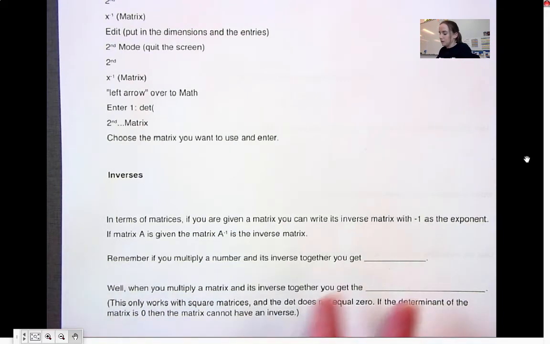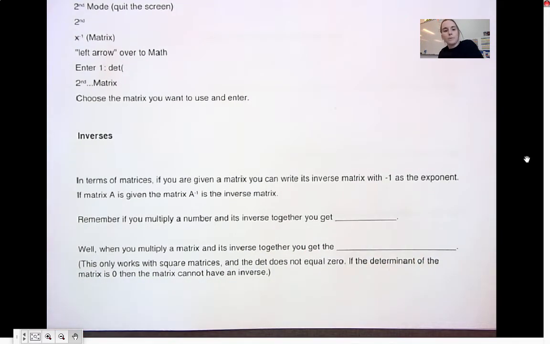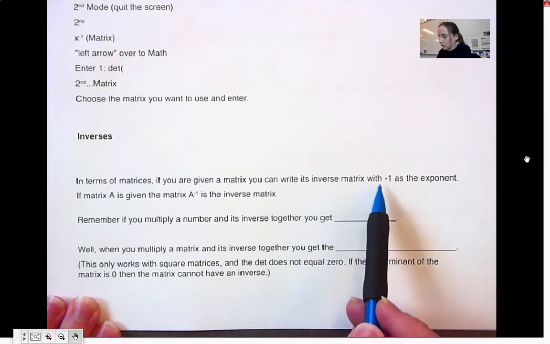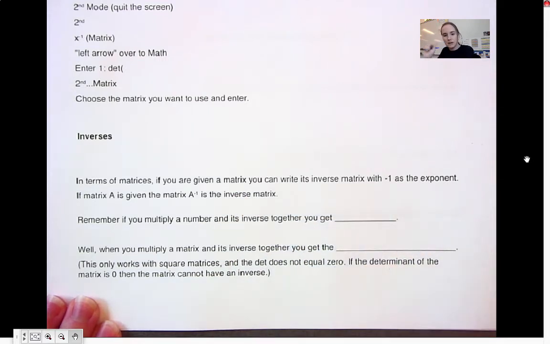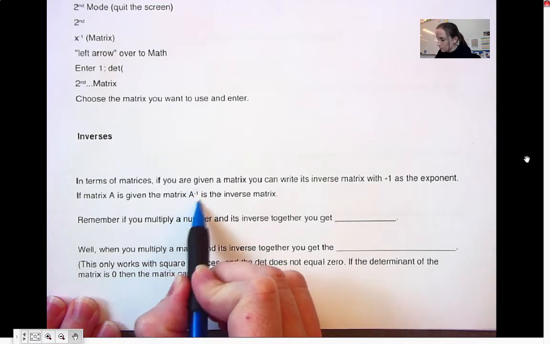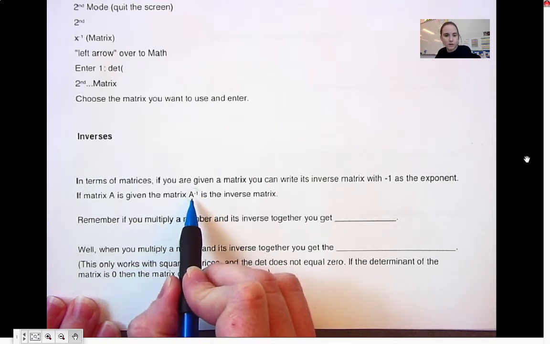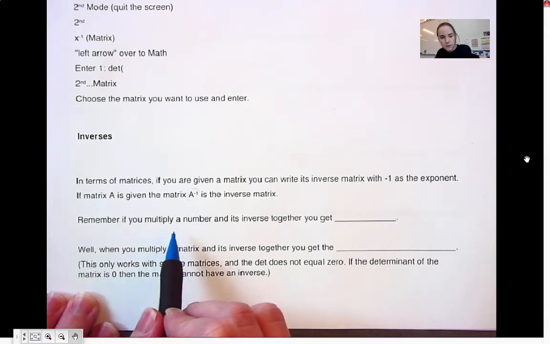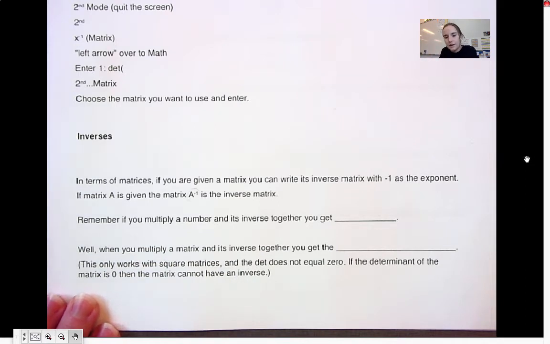Now let's talk about what an inverse is. In terms of matrices, if you're given a matrix, you can write its inverse with a superscript -1. So this right here is saying, hey, this is the inverse of matrix A. Let's think back to starting the year off. We were talking about identities and inverses. And in the last video, you learned about the identity matrix. Well, now let's talk about the inverse.